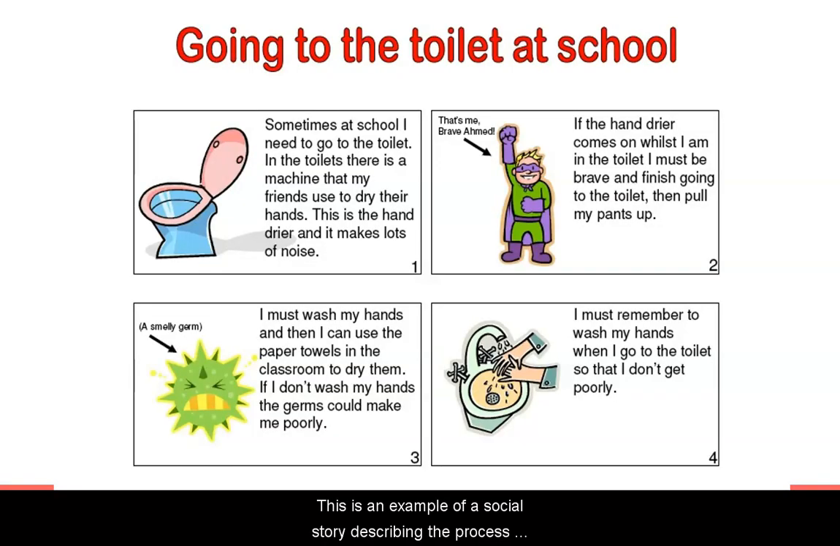This is an example of a social story describing the process of going to the bathroom at school. As you can see, there is descriptive and directive language, and it is written in the perspective of the learner.